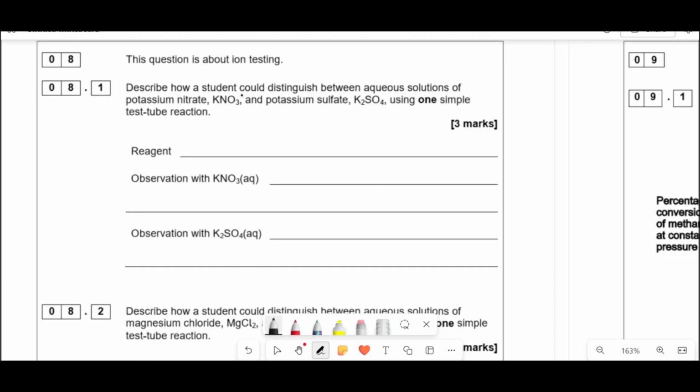This question's about ion testing. Describe how a student can distinguish between aqueous solutions of potassium nitrate and potassium sulfate using one simple test tube reaction. If it's sulfate, you're going to add anything that's barium chloride, nitrate, or hydroxide. Any one of those, because in KNO3, nothing happens, there's no change. Whereas in potassium sulfate, you're going to make barium sulfate, BaSO4 is formed, so you get a white precipitate. That's the key test there for sulfates. You can add a barium whatever that isn't sulfate, obviously.